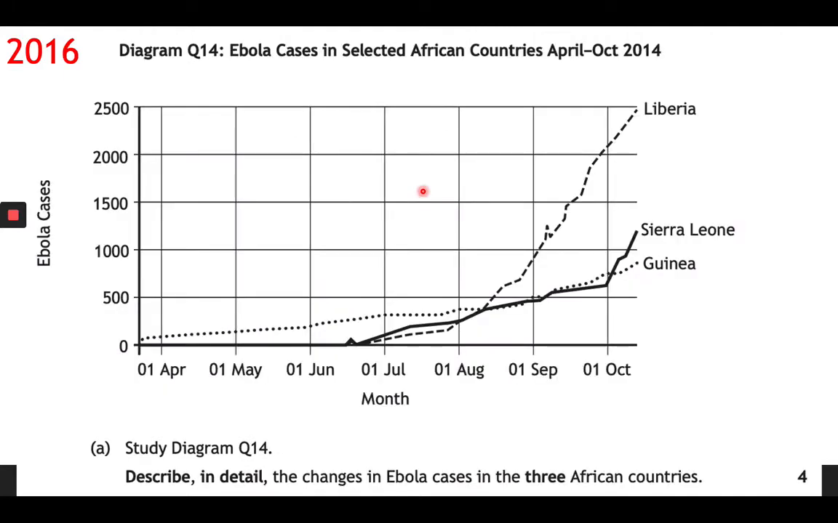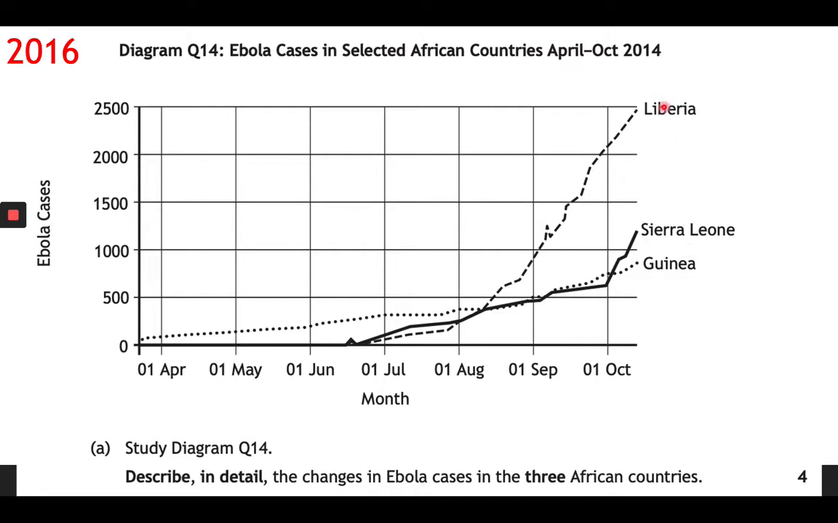The 2016 question was actually a graph. So it says this is Ebola cases in selected African countries from April to October 2014. So all that this question is asking us to do is to describe in detail the changes in Ebola cases in the 3 African countries. So you must talk about all 3 countries to get full marks.